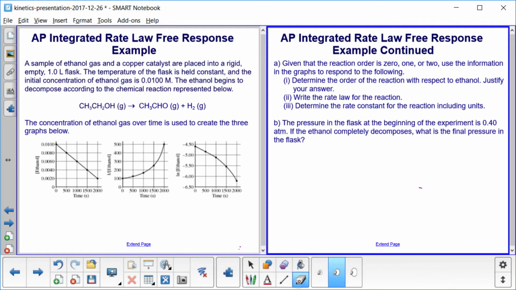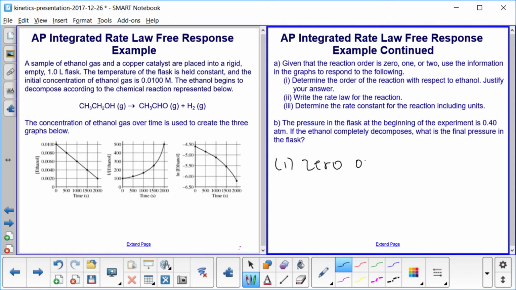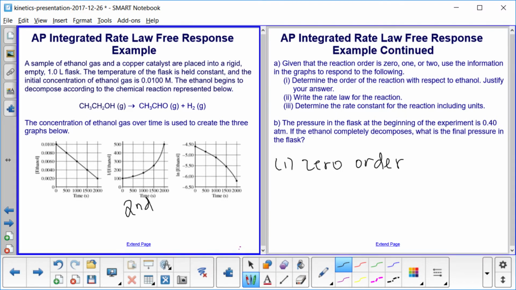Justify your answer. So, the reaction is 0 order with respect to ethanol, and here's why. The 1 over ethanol versus time, this graph here, is not linear. This would be for a second order reaction. And the natural log of ethanol versus time is also not linear. That would be a linear reaction if it was a first order reaction with respect to ethanol. So the order of the reaction is 0.